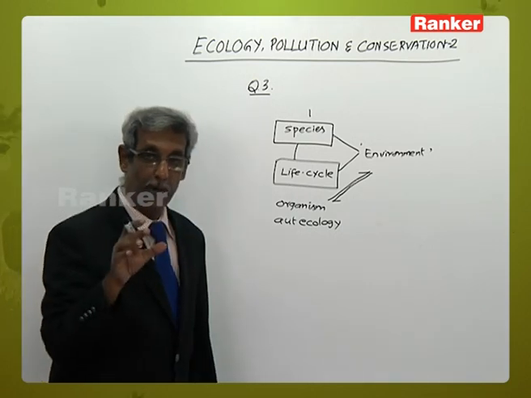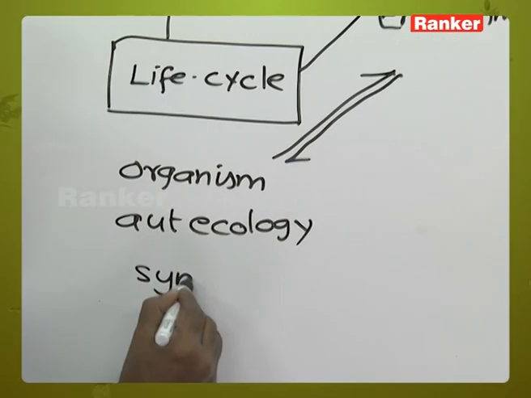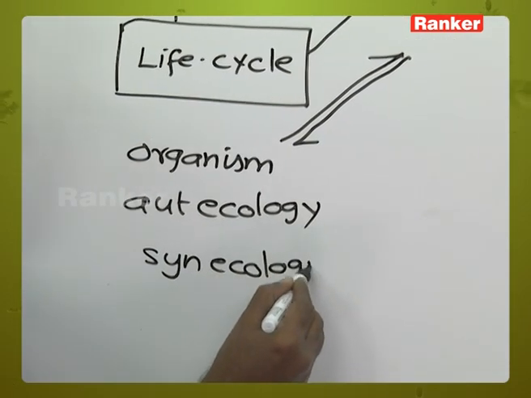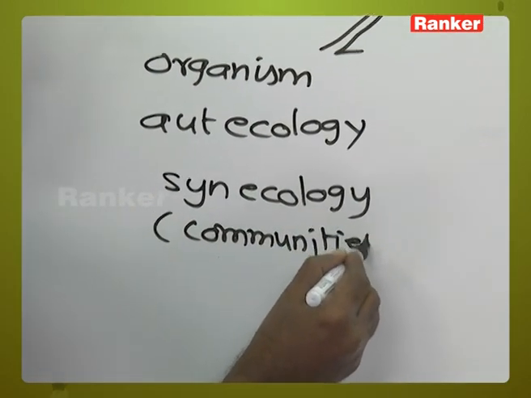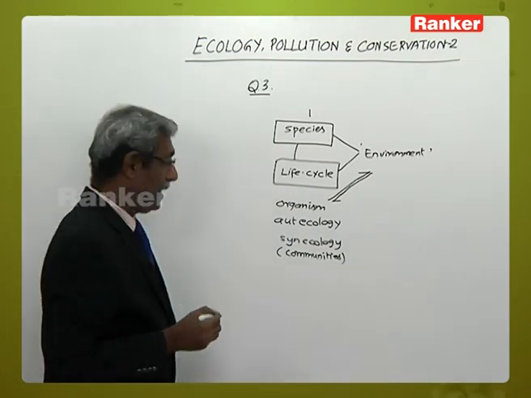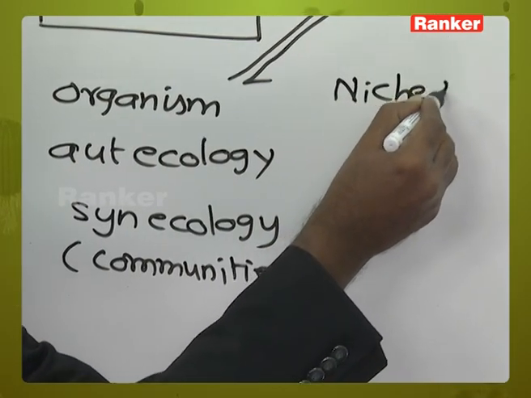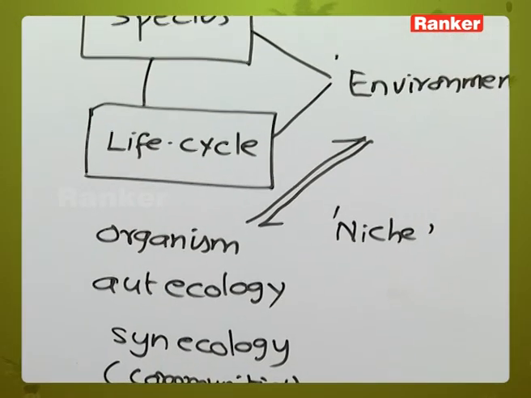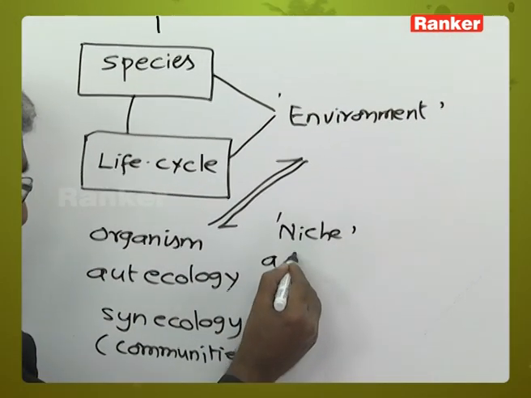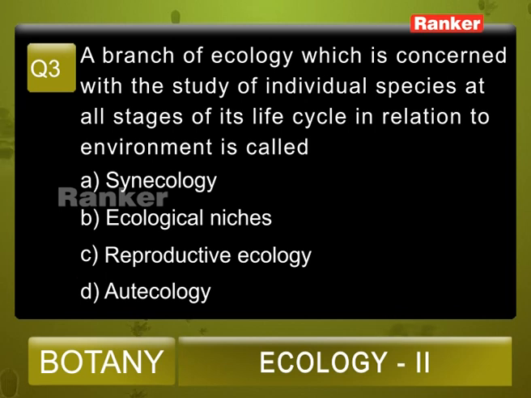Whereas, community ecology is called synecology. Synecology deals with communities. Whereas, if you take an ecological niche, niche is a place or the address of a species, where it resides, what it does. So, niche primarily indicates the address of a species. The right answer among the choices is D, that is autecology. Answer is D.